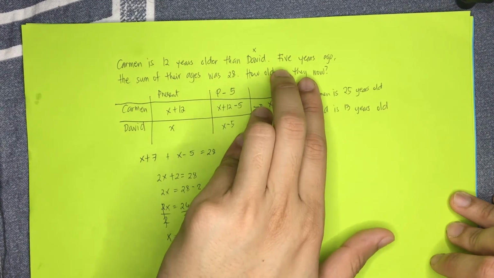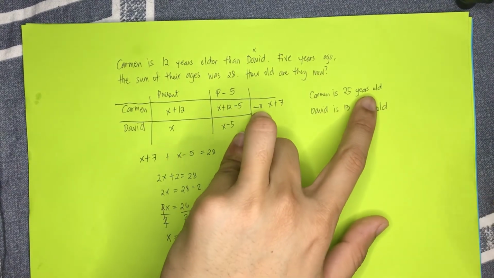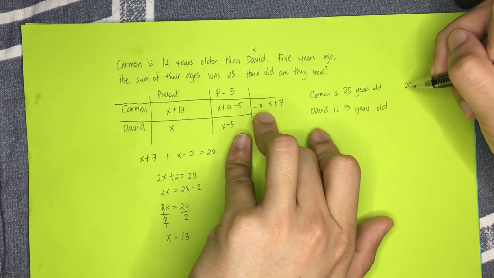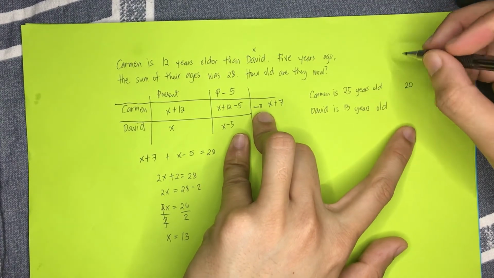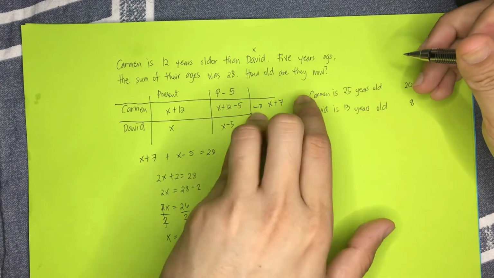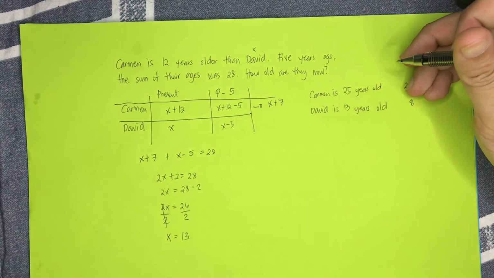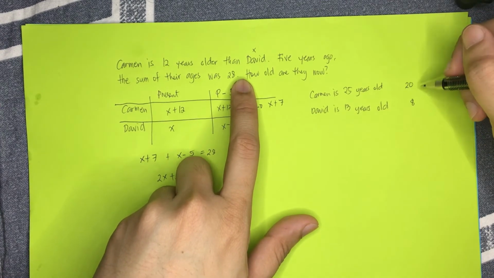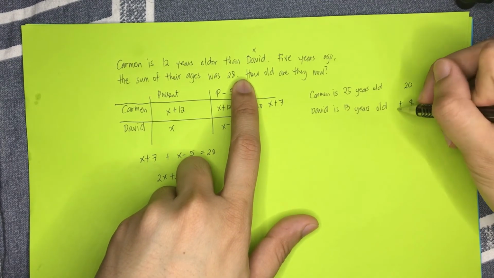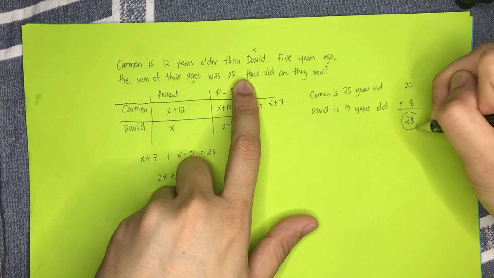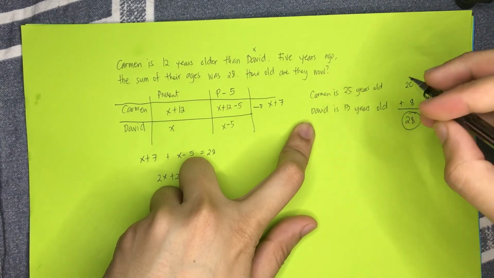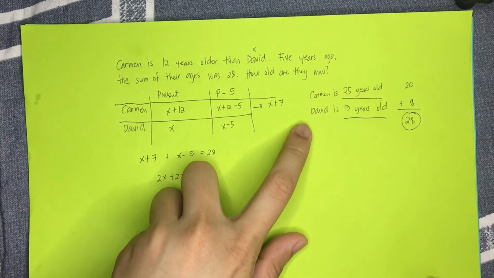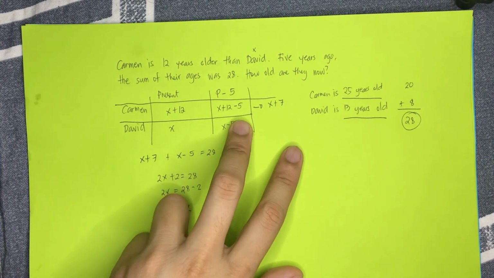Now to check if this really is the solution to our problem, we'll test it on our second condition. 5 years ago, that means Carmen is 20 years old and David is 8 years old. So if we sum their ages 5 years ago, would it be equal to 28? So 20 plus 8, simple, 28. So that means David is 13 years old now and Carmen is 25 years old now. So that's how we solve an age problem.